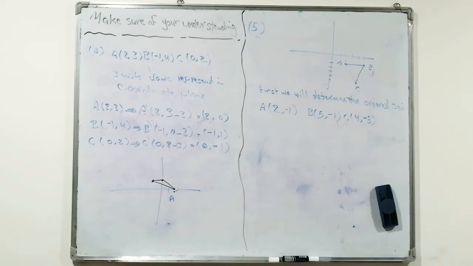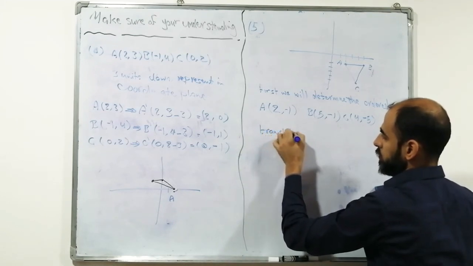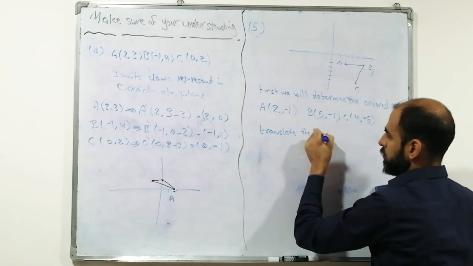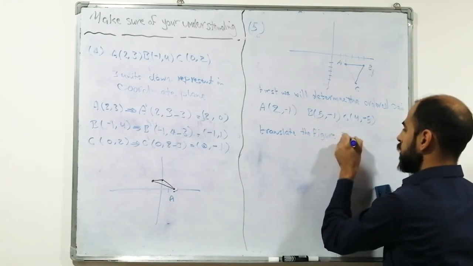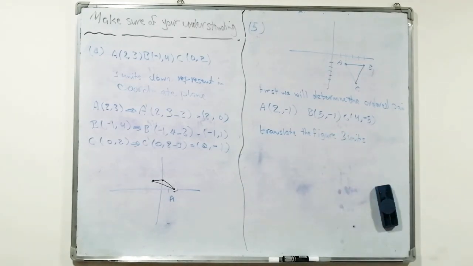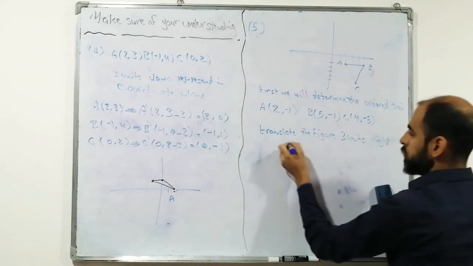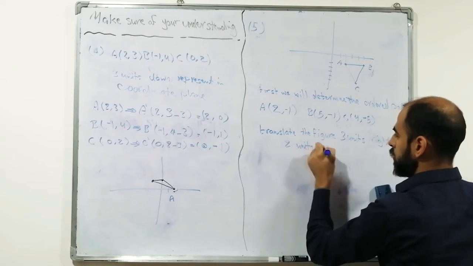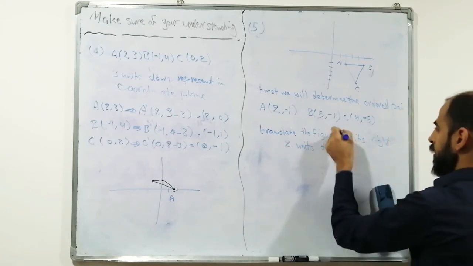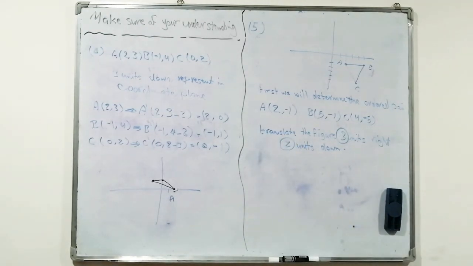Now after we determine the points, we will find the translation. We translate the figure, which is the triangle, 3 units to the right and 2 units down. We have 3 units to the right and 2 units down. Also here we have a combined translation.